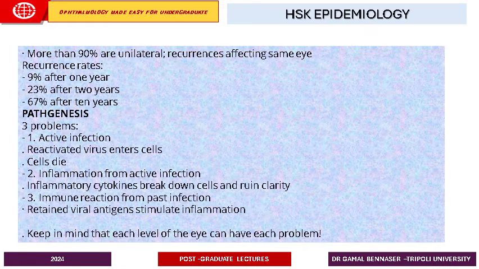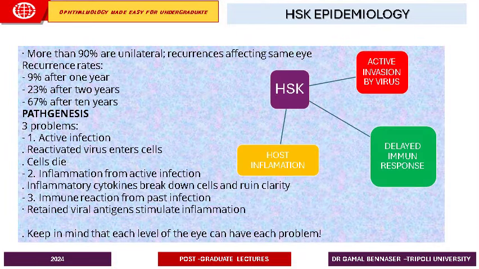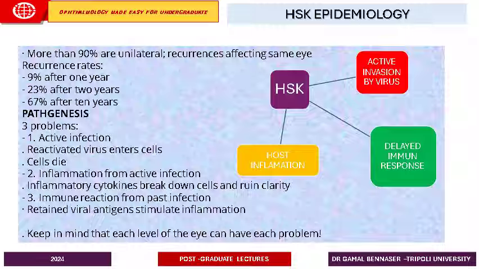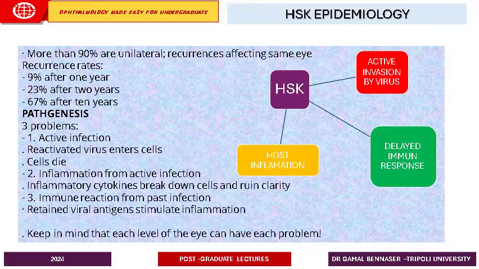Now, if we look at the epidemiology of herpetic keratitis, that's herpes simplex keratitis, fortunately, 90% of the cases are unilateral. Rarely will you find bilateral herpetic keratitis. However, the recurrence rate is high, up to 67% within 10 years. And this is unlike herpes zoster, in which the recurrence rate is very low.